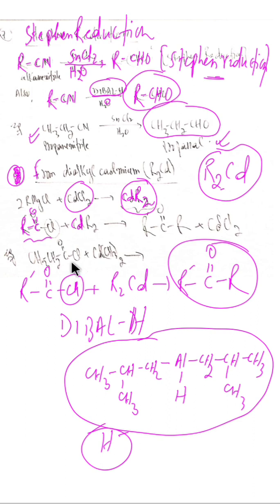So let me write the product of this reaction. What is this? CH3CH2COCl. Let me rough this.